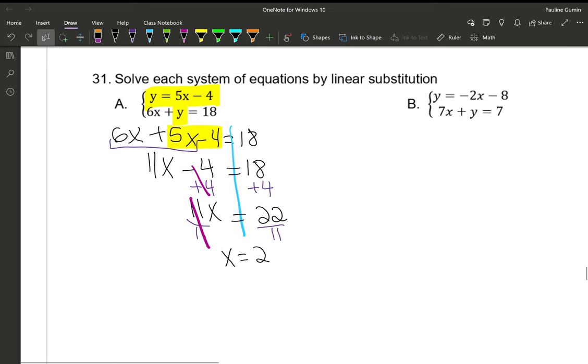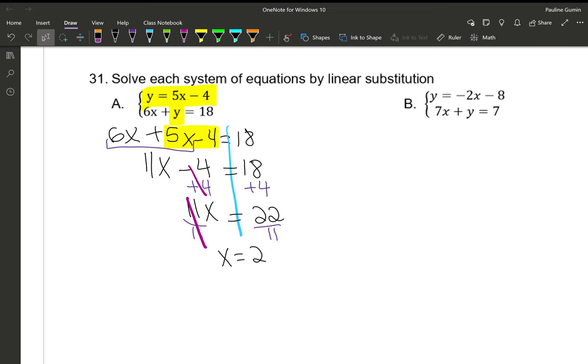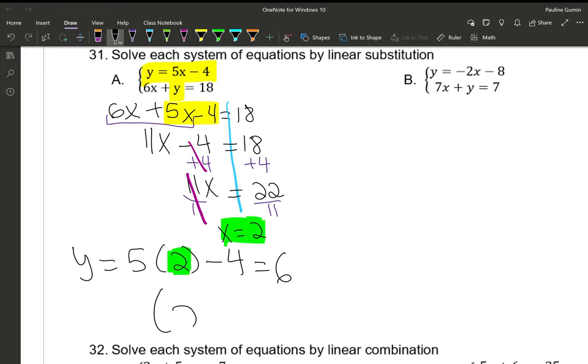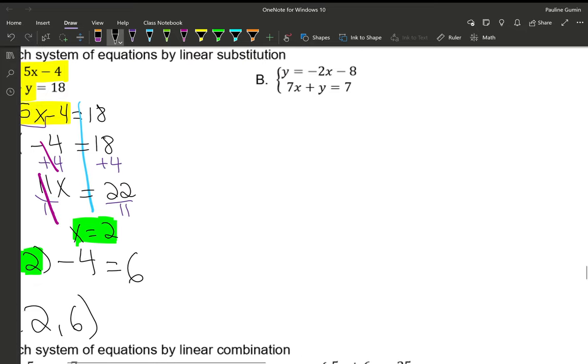Okay, now that we found x, we still have to find y. And luckily for us, we have a very nice y equals equation. So instead of y equals 5x minus 4, I'm going to plug in that 2 for x. So I'm taking this x equals 2 and plugging it in. All right, that goes straight into my calculator, 6. So my solution is 2, 6. Remember, it's x comma y.